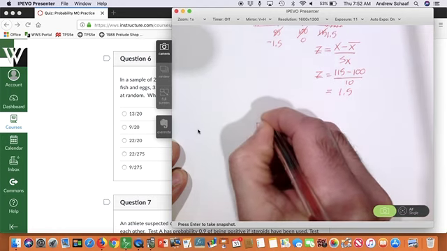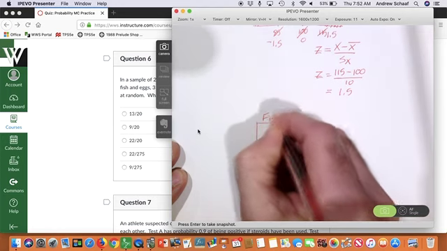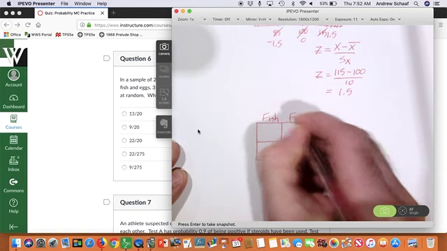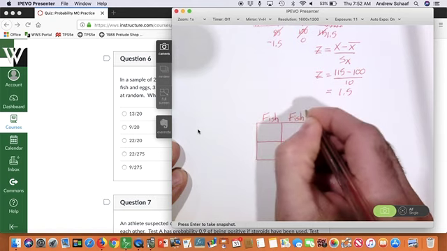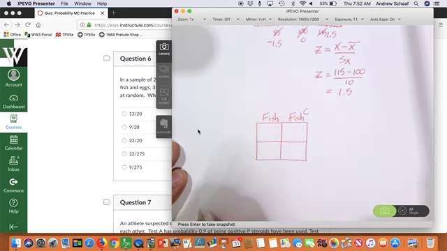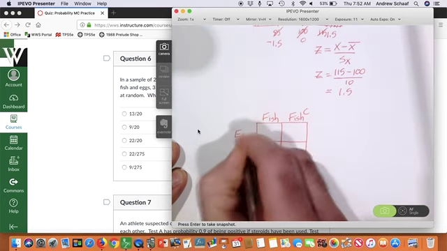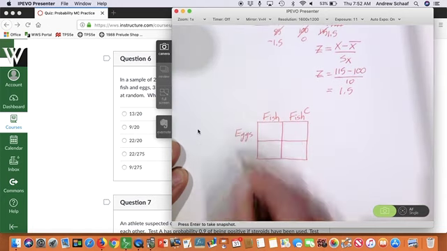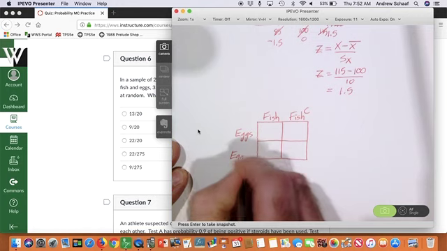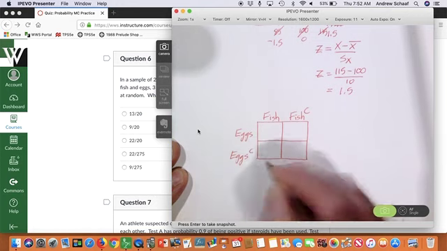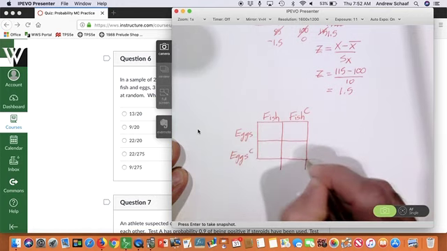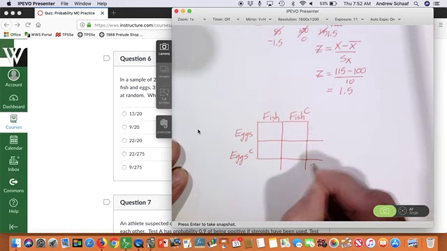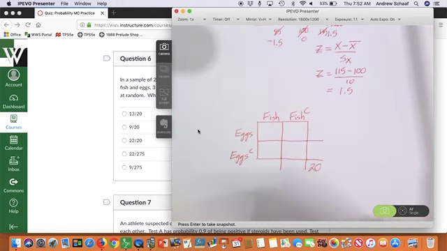So I'll organize it this way. Fish and no fish. I guess I could write fish complement. That would be fine. Here are, they eat eggs. They don't eat eggs, so I'll write eggs complement. I know that in total, my totals will be out here in the margins. I know there are 20 people to organize here.